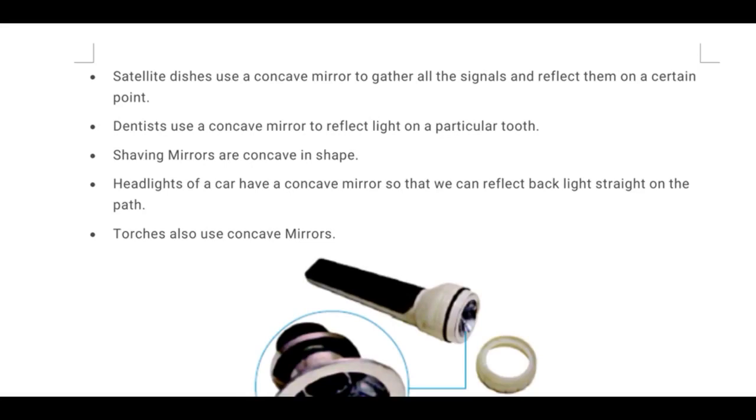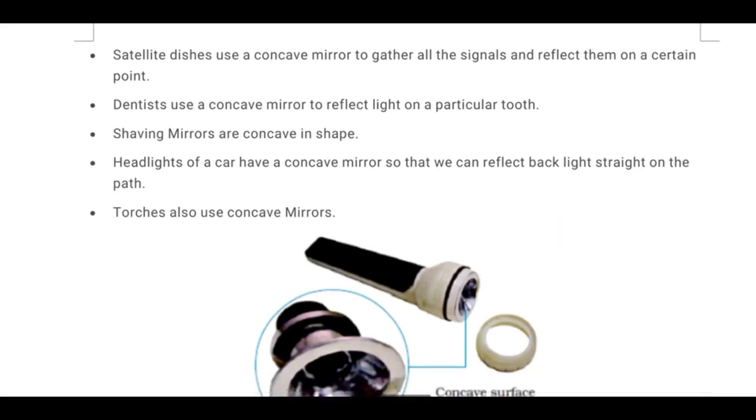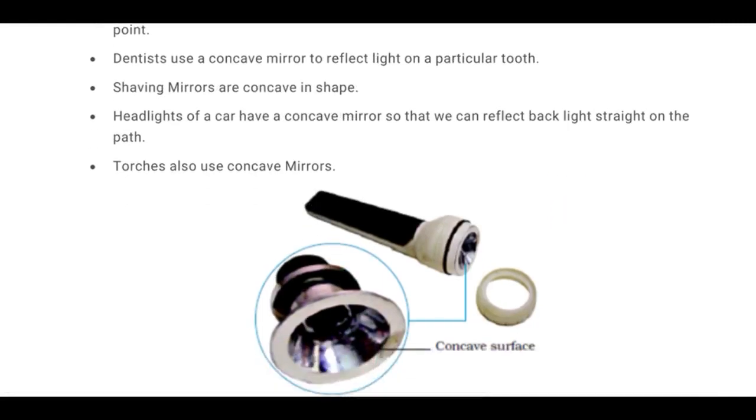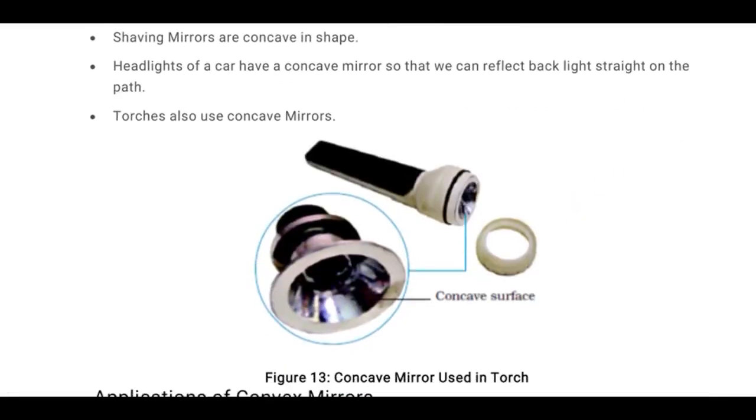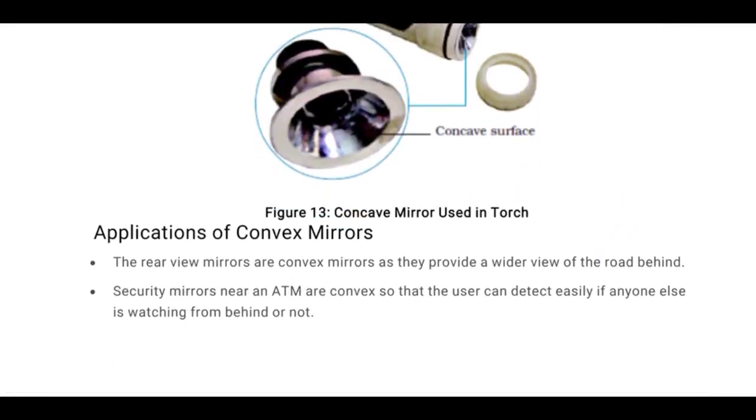And dentists use a concave mirror because you want to find out the exact position where the pain has occurred. A concave mirror is also called a convergent mirror. I already told you in an early PPT session itself. And a convex mirror is called a divergent mirror. So you can find out the exact problem by using the concave mirror. And a concave mirror is also used as a shaving mirror. And headlights of cars, they are using a concave mirror, right? So that we can reflect light straight back. And torches, we are using a concave mirror because we want to focus on a particular point.